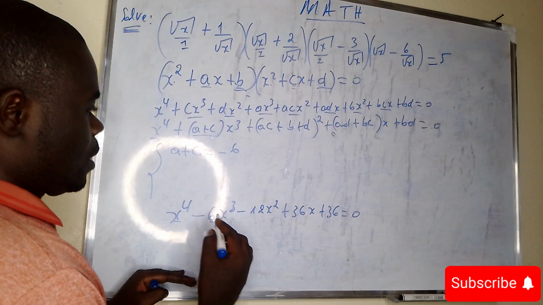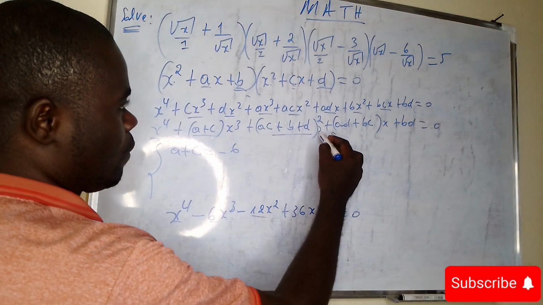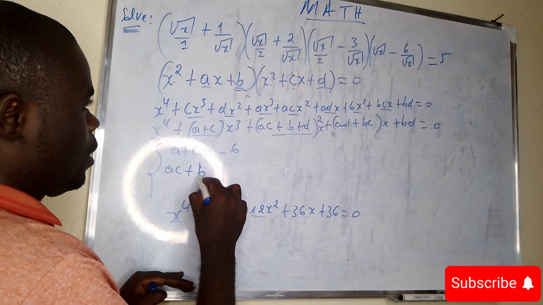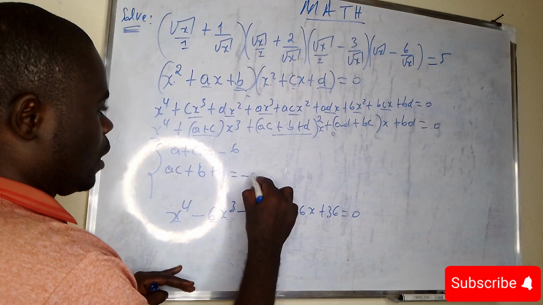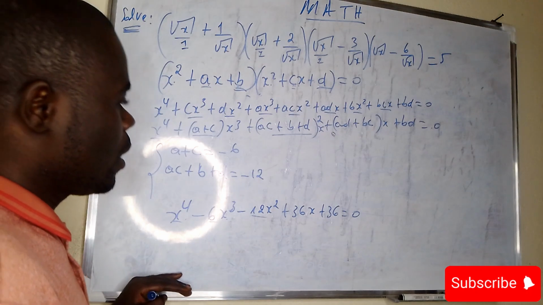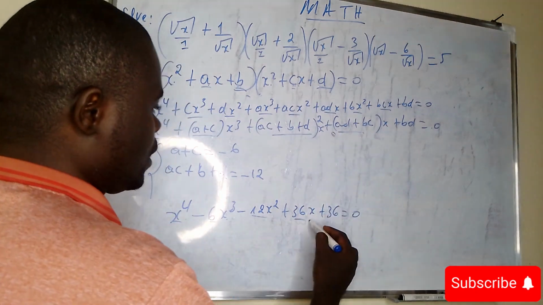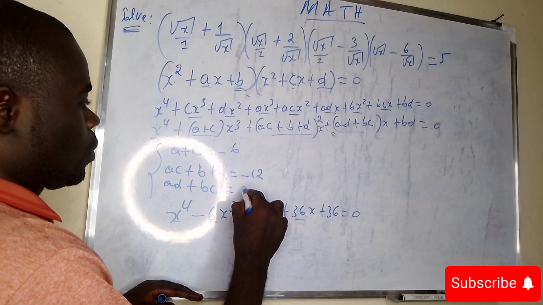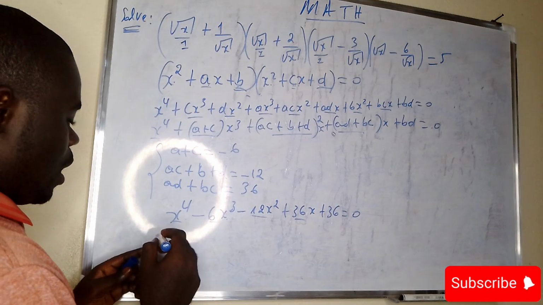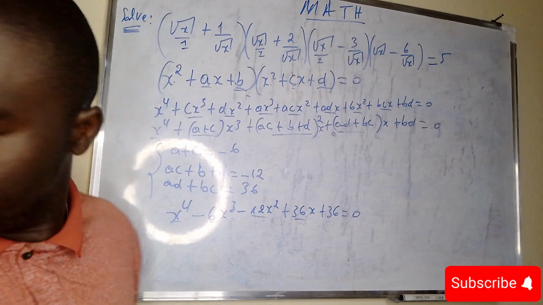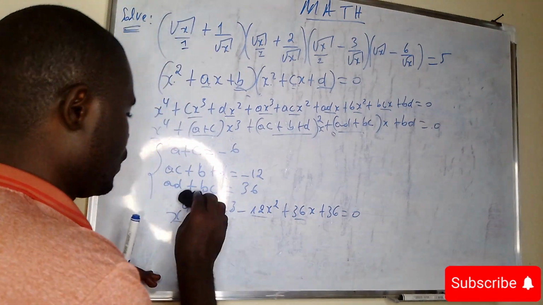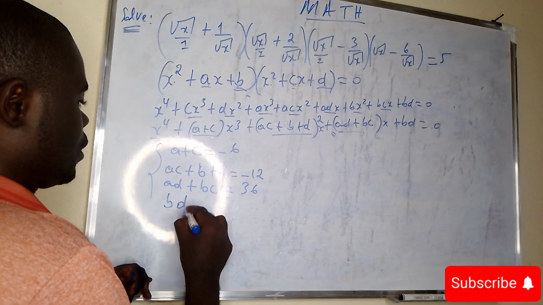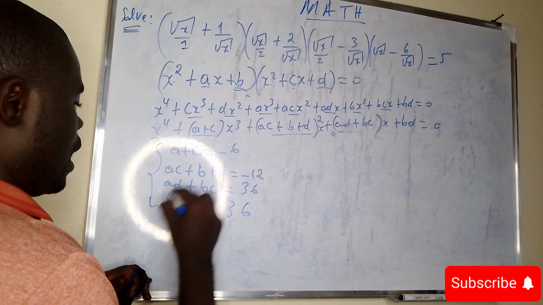Another one is this one with this one because they have x squared. So we write ac plus b plus d is equal to negative 12. Another one which are equal is this with this. We write ad plus bc is equal to 36. And another one which are equal is this bd, which is equal to 36 as the last term.